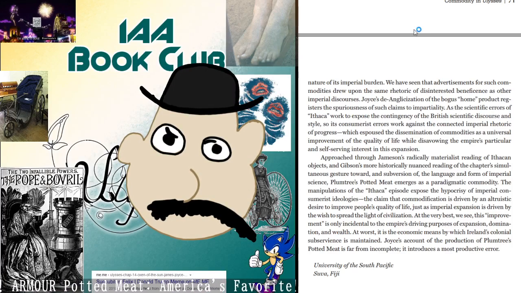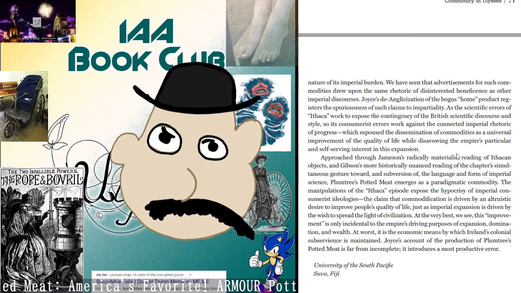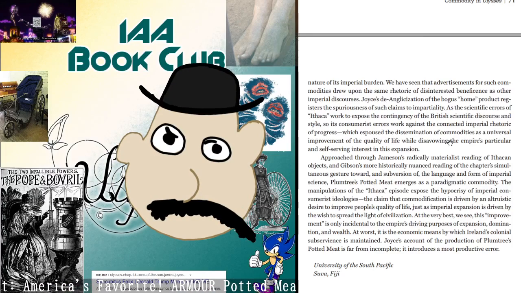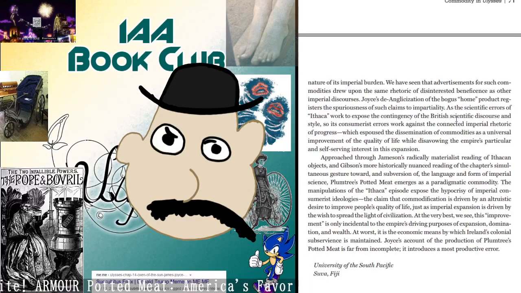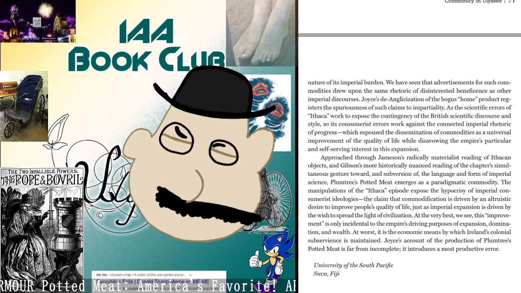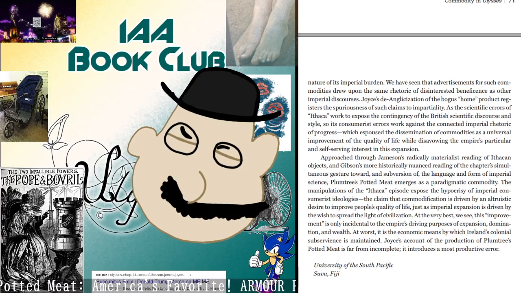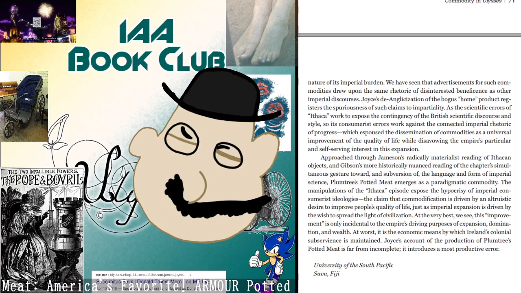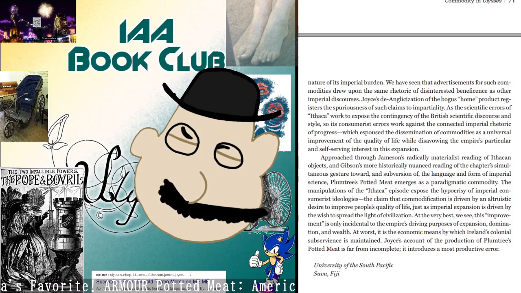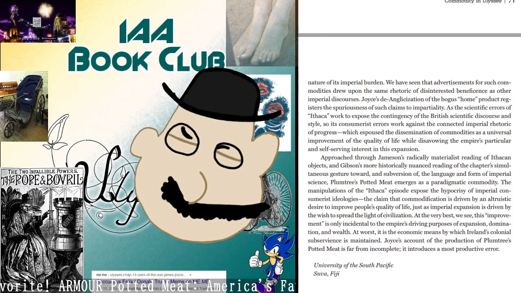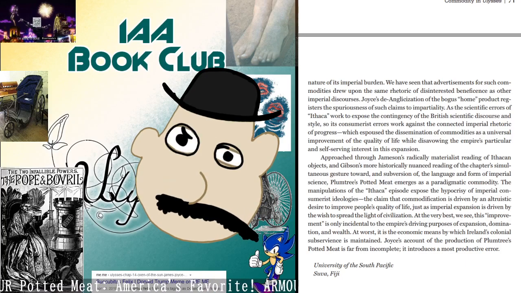And this is, again, the last paragraph of the essay, Plumtree's Potted Meat, the Productive Error of the Commodity in Ulysses, by Matthew Hayward from the University of the South Pacific in Suva, Fiji. This guy wrote 7,000 words about how Bloom didn't say that potted meat was Irish, but he also didn't say it wasn't. 7,000 words. Yes.